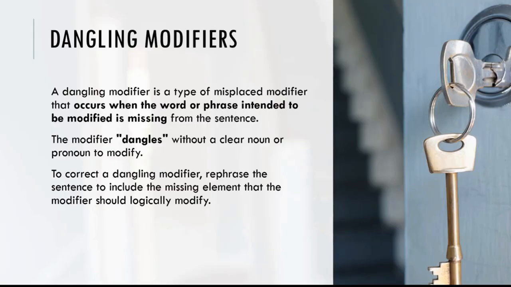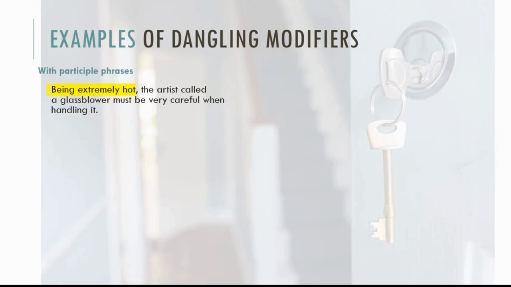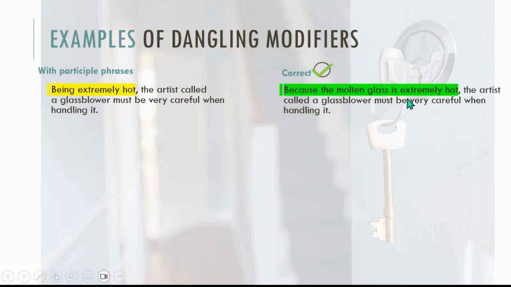And that's the same with dangling modifiers. Dangling modifiers usually happen if the word or phrase that is being modified doesn't appear in the sentence. So we want to rephrase the sentence to bring that word or phrase back in. Being extremely hot, the artist called a glassblower must be very careful when handling it. We also have the pronoun reference error here because the noun is missing and it should say, because the molten glass is extremely hot, the artist called the glassblower must be very careful when handling it. The molten glass was missing from that sentence. So we didn't know what was extremely hot.